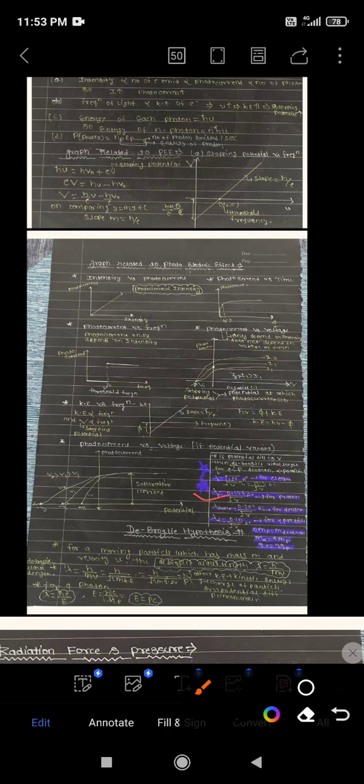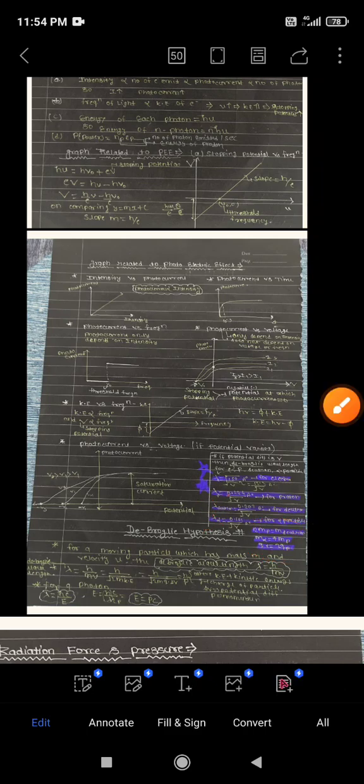For a proton, the de Broglie wavelength is 0.286 upon under root V, and for a deuteron its value is 0.202 upon under root V angstrom. For an alpha particle, if potential is given, its value is 0.101 upon under root V. And some relations between masses: mass of alpha particle is 4 times mass of proton, remember it, and charge of alpha particle is 2 times charge of proton, and mass of deuteron is 2 times mass of proton.